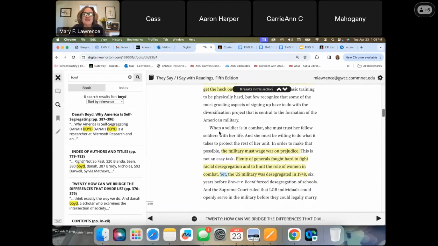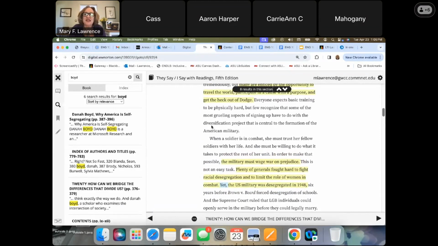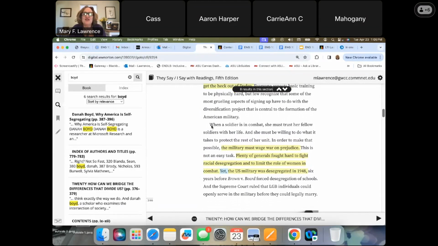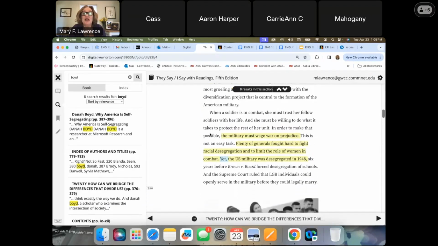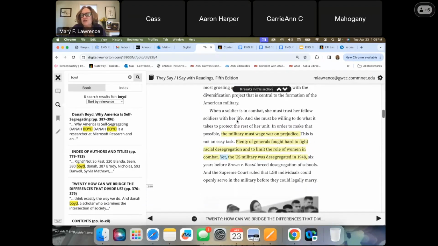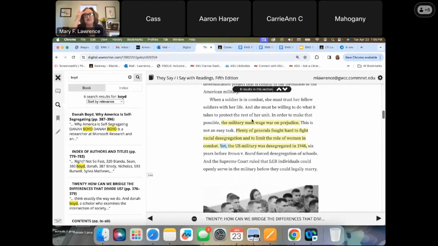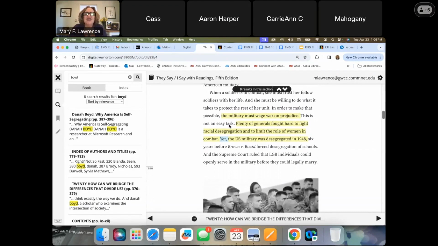But then she says things happen, they can change, but when the soldier is in combat, the main thing is, she uses the pronoun she, she must trust her fellow soldiers with her life. Because she wants to emphasize that in the military, women were not always involved. So she says the military must wage war unprejudiced.